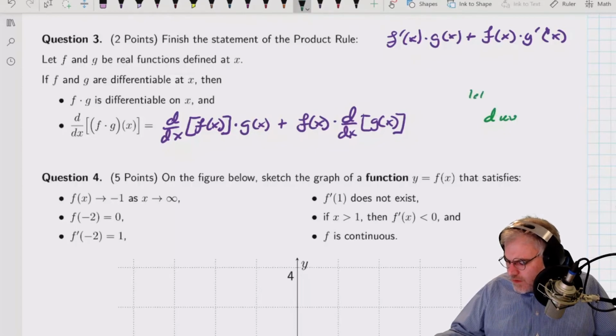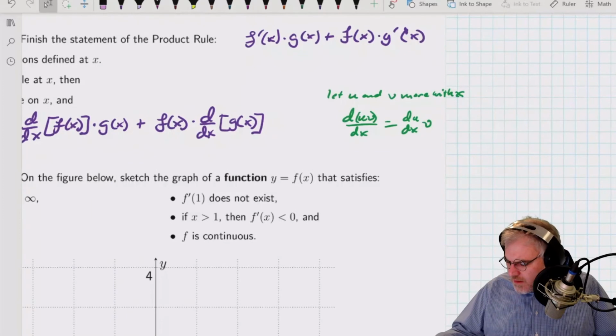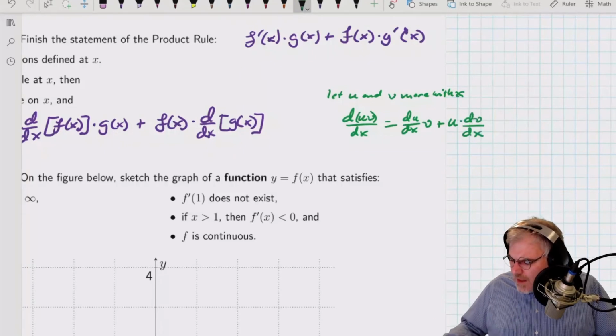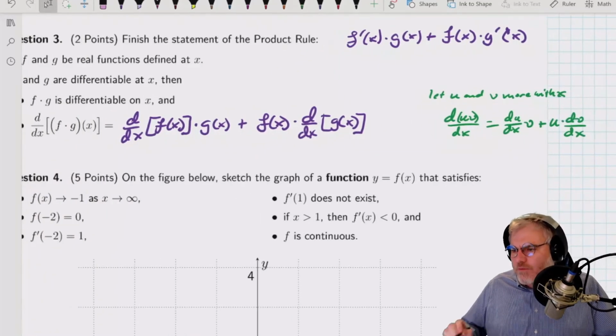We let u and v move with x, then d(uv)/dx equals du/dx times v plus u times dv/dx. I encourage you to keep the order in that direction, by the way. I encourage you to do it in this order: the derivative of the first times the second plus the first times the derivative of the second.